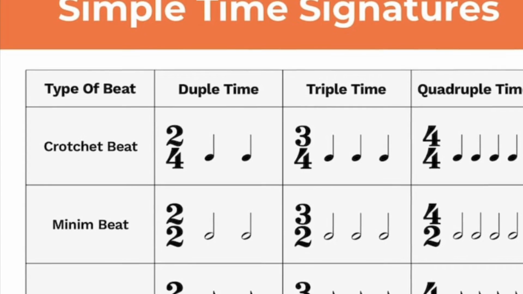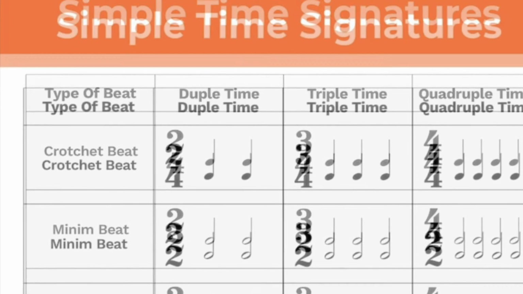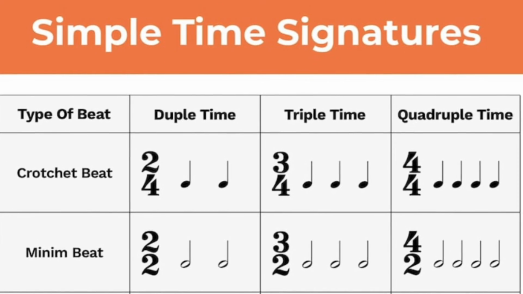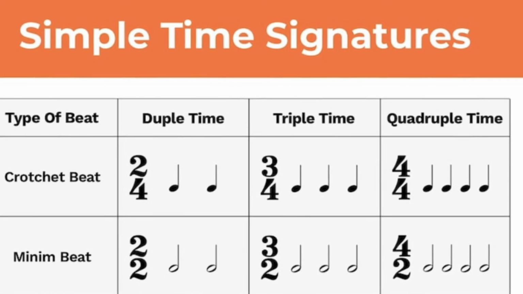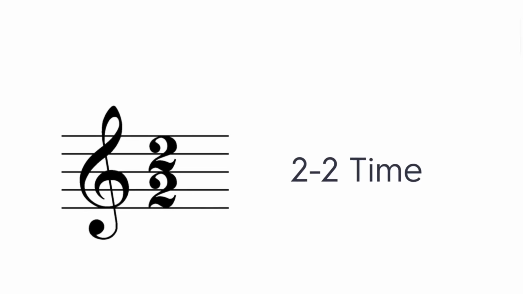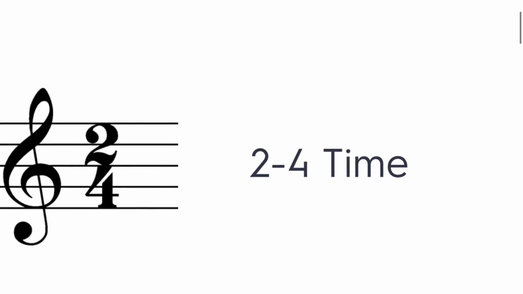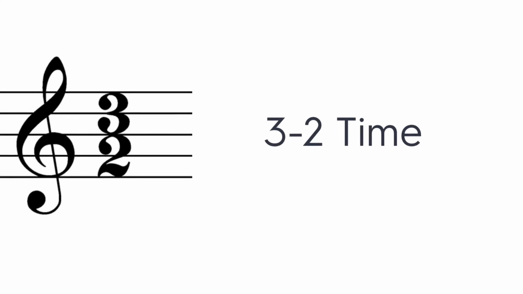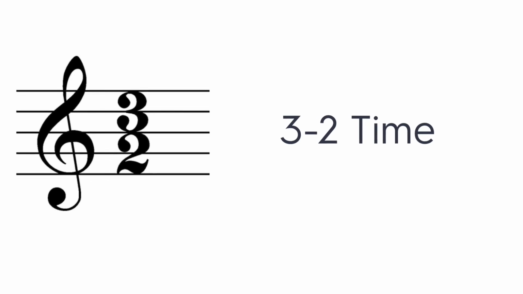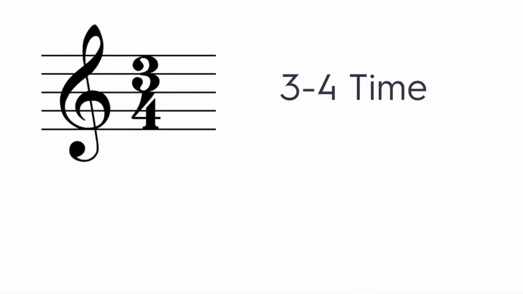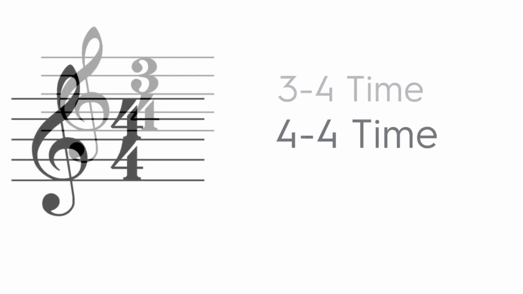In compound time signatures, each beat is divided by 3 into equal groups of dotted notes, such as 6/8, which contains 2 dotted quarter note beats, or 9/4, which contains 3 dotted half note beats. 2/2 time is a simple time signature and has 2 half notes per measure. 2/4 time is also a simple time and has 2 quarter notes per measure. 3/2 has 3 half notes per measure, and 3/4 has 3 quarter notes per measure. 4/4 is the most common time signature and has 4 quarter notes per measure.